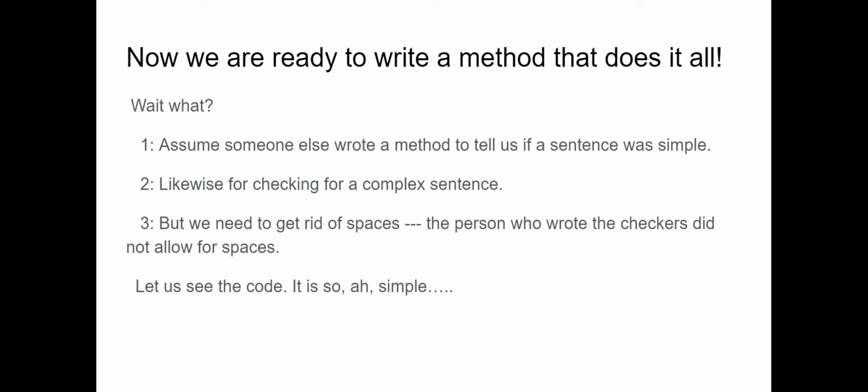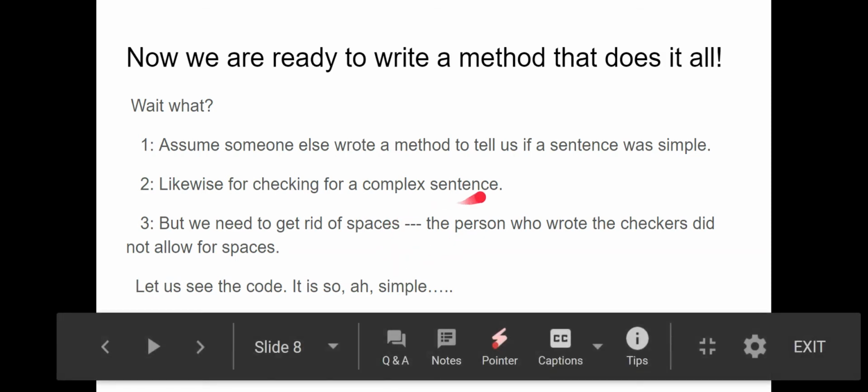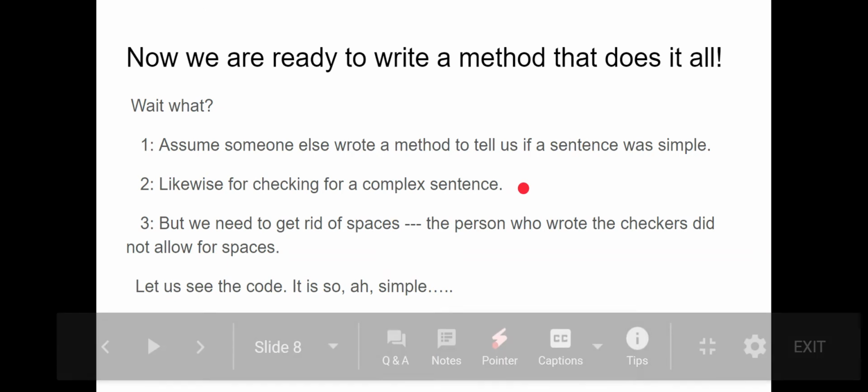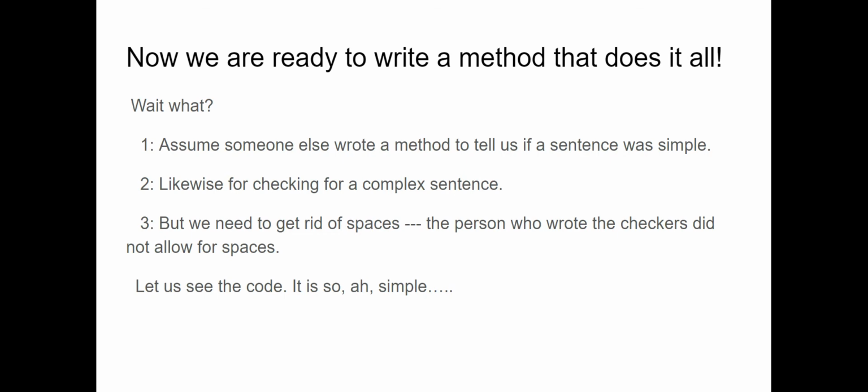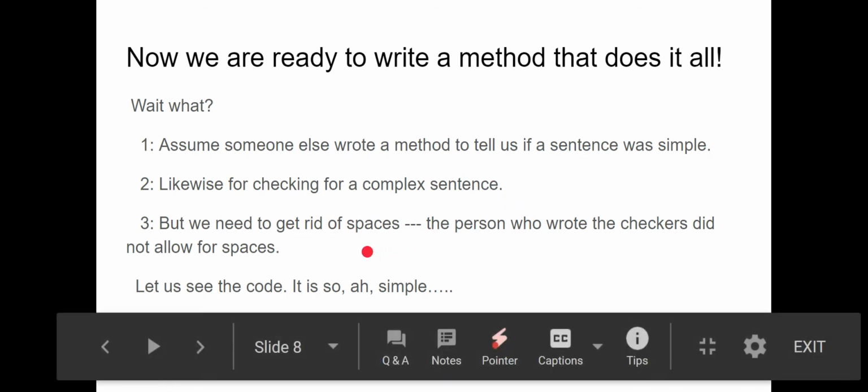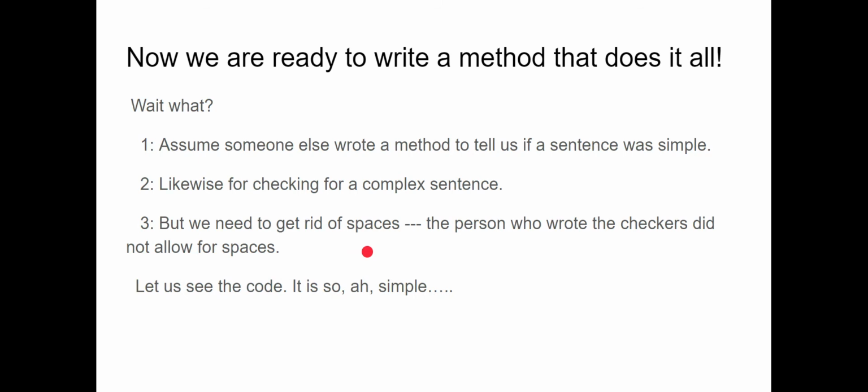And we're also going to assume that someone else wrote a method that tells us whether the logical sentence is complex. And with both of those things in place, having been done for us, all we really need to do is remove the spaces. Somebody gives us a string, and we're going to remove the spaces because we're going to assume the person who wrote the checkers for complex and simple did not check for spaces. And we're now going to write the code.